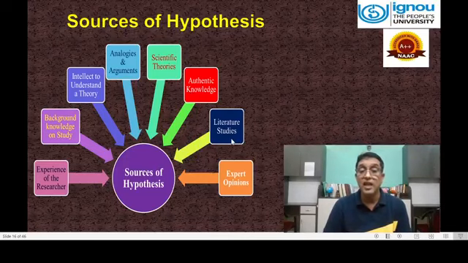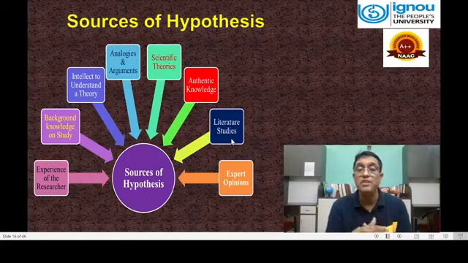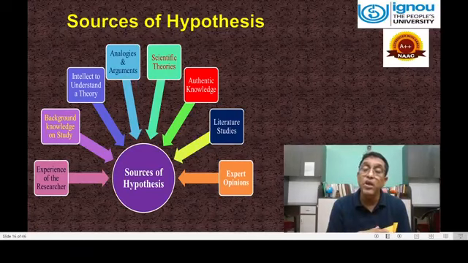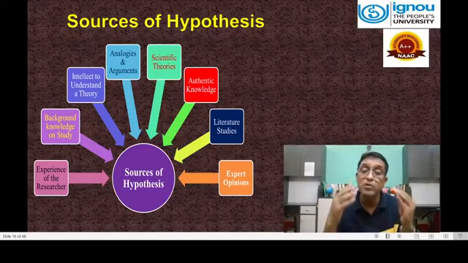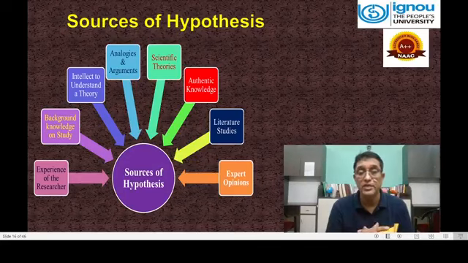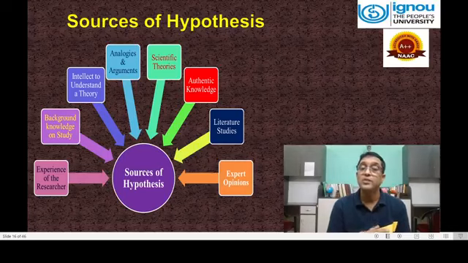Then literature studies. I have already said that the more studies you read, analyze and interpret, the more knowledge and understanding you will get. That will help you in stating the hypothesis. So literature study is the most important aspect for understanding different studies and for shaping your study into a beautiful, innovative study, so far as the present context of knowledge and practices are concerned.